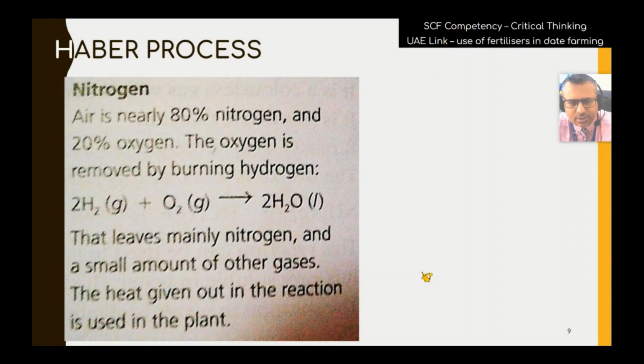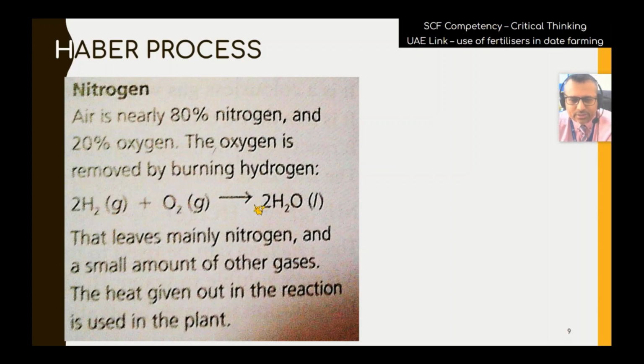The source of nitrogen is air, as I've stated. Roughly 80% of the air is nitrogen, but to be more accurate, it's around 78 to 79%, depending on which part of the world you are in, and 20% oxygen. So what you have to do is remove the oxygen from the air to enrich the gas mixture with nitrogen. The oxygen is removed by burning the oxygen away in the presence of hydrogen. So the hydrogen combines with oxygen to form water.